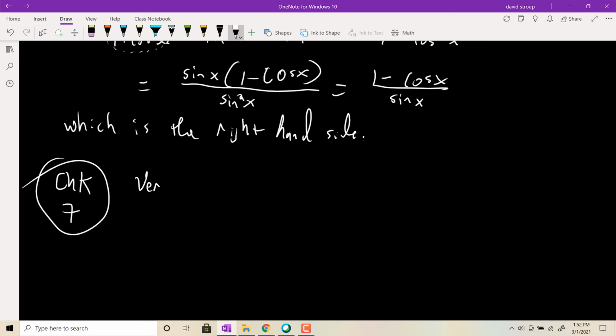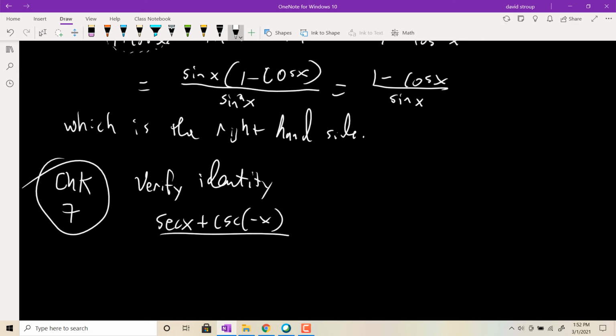This uses some of the even odd identities. We haven't seen that yet. So verify. This will be the last example we look at, and then I'll do one of the weird ones where I kind of work on the two sides separately. So anyways, verify again the following identity. We have secant x plus cosecant negative x all over secant x times cosecant x. And we want to show that that's the same as sine x minus cosine x.